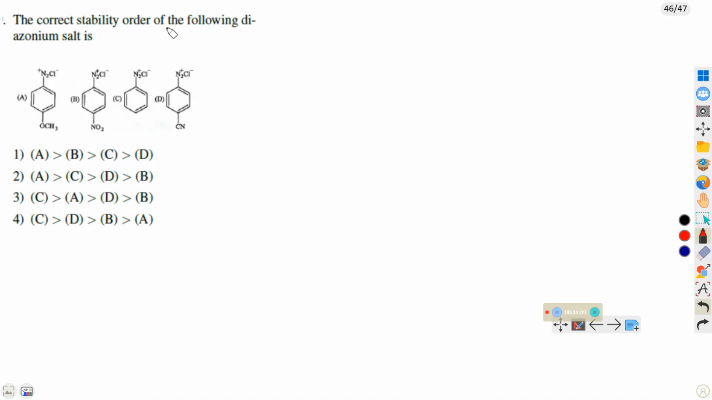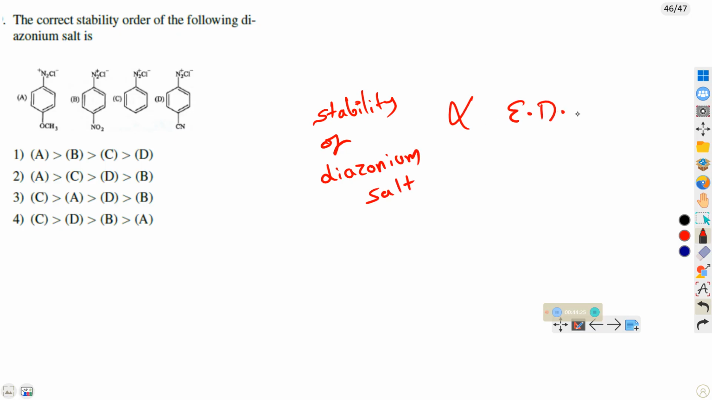The correct stability order of the following diazonium salt. Stability of diazonium salt is directly proportional to electron donating group, inversely proportional to electron withdrawing group. This is electron donating group, electron withdrawing group, electron withdrawing group. Here neither electron donating nor electron withdrawing. So A greater than C. Second option, NO2 strong electron withdrawing group.